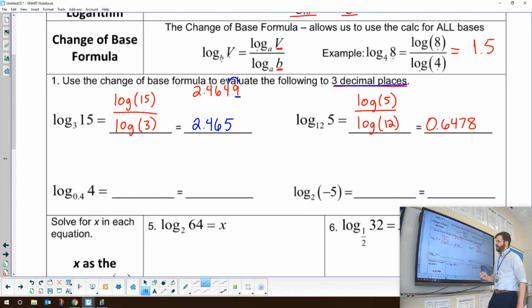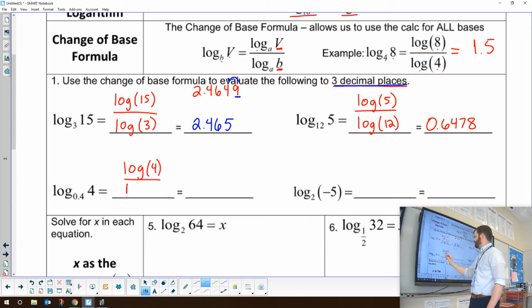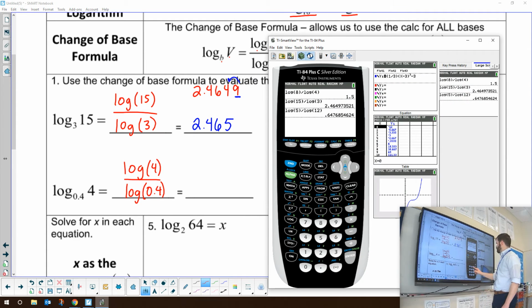0.6478. All right, our next one. We've got some decimals here. That's going to be log of our value on top, so log of 4 on top over log of 0.4 on bottom. Once again, grab our calculator. We're going to go log of 4 divided by log of 0.4.